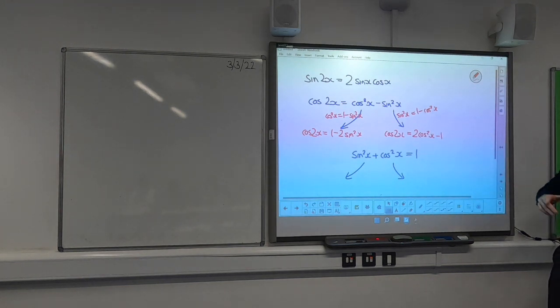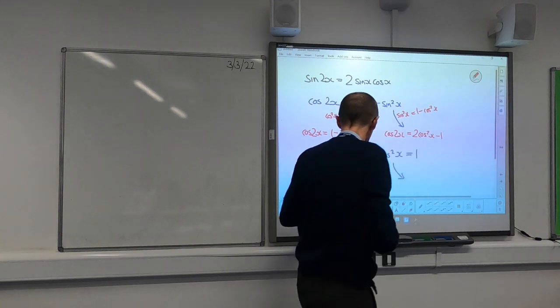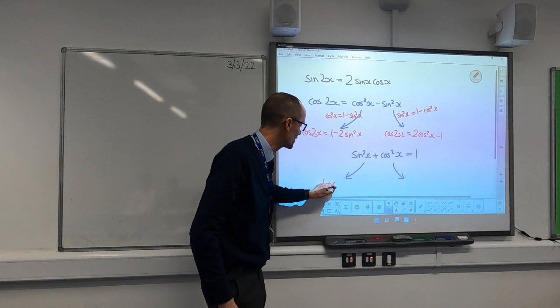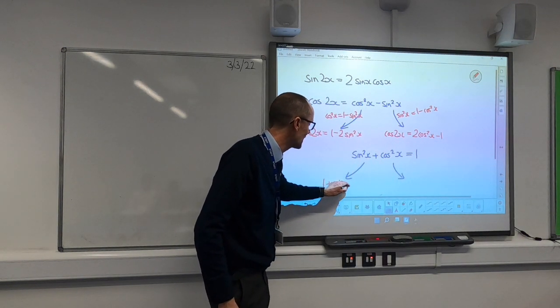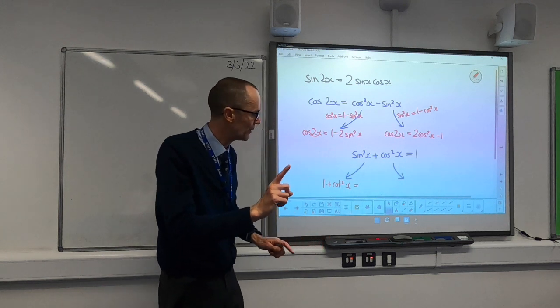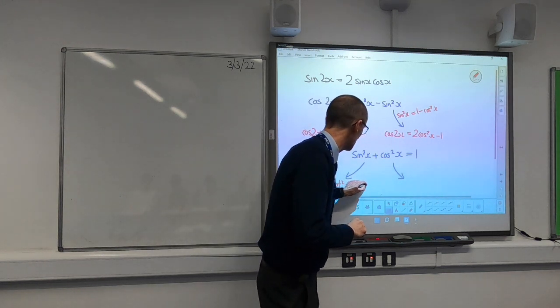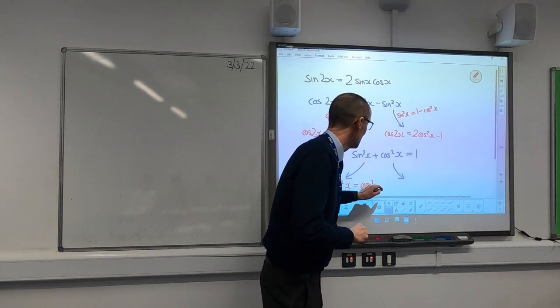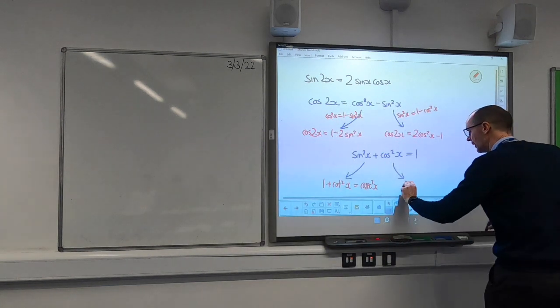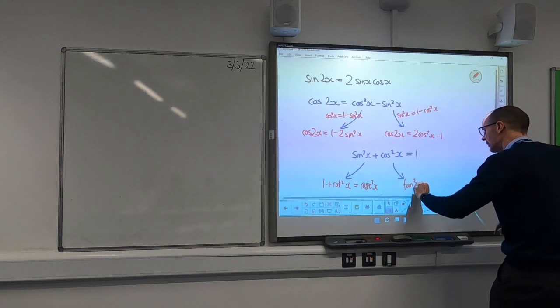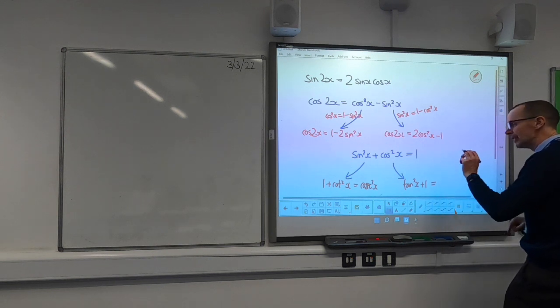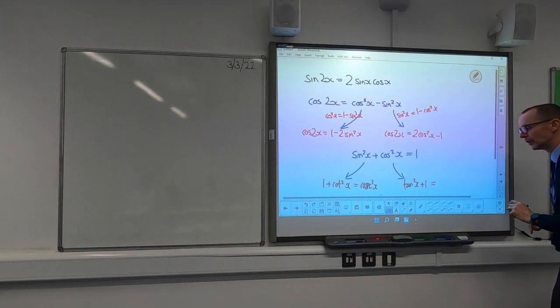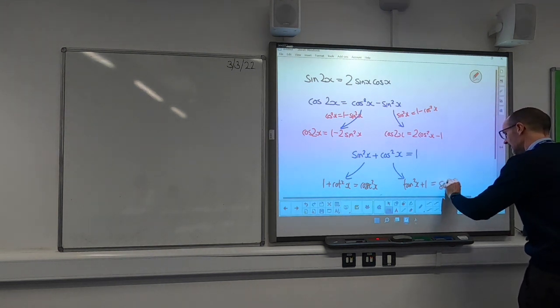And then if you divide everything here by sine squared, you get 1 plus cot squared x is 1 over sine squared, which is cosec squared x. And if you divide everything by cos squared, you get tan squared plus 1 is 1 over cos squared, which is sec squared.